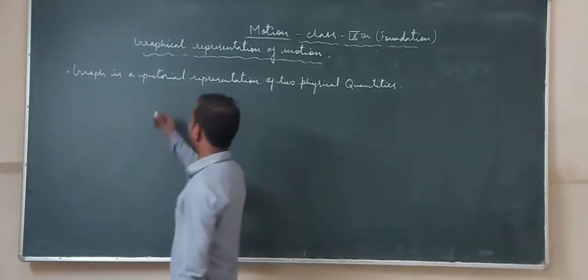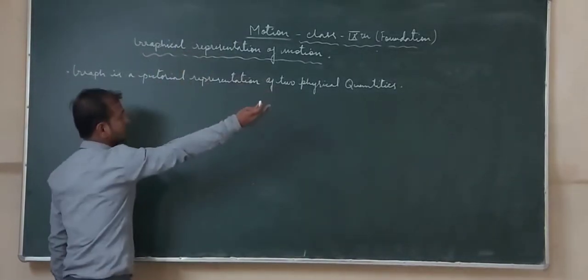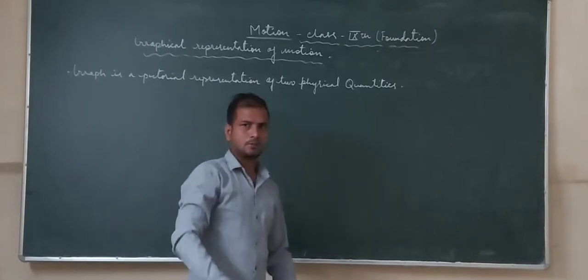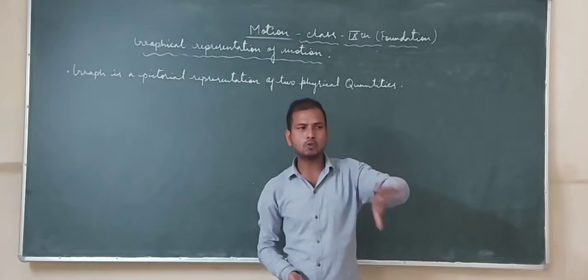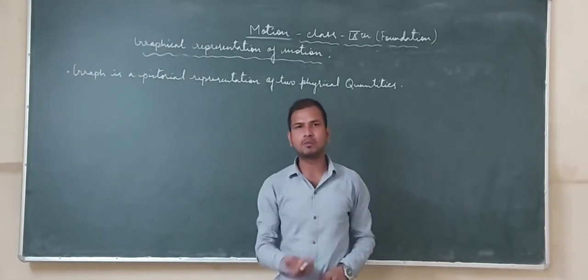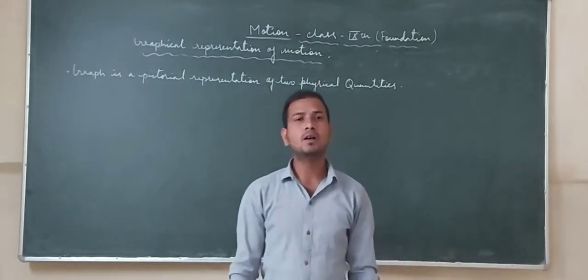First of all, what is graphical representation of motion? What I have said is that when we are representing that very motion which has occurred in a pictorial form, that is graphical representation of motion.